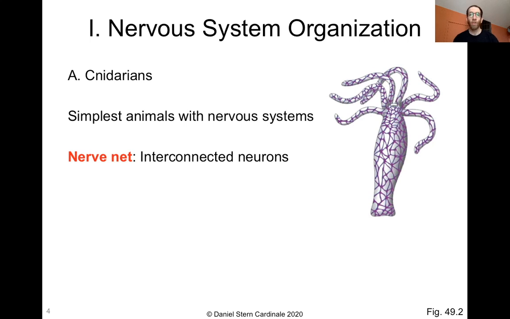Section 1 today is nervous system organization. In this section, we're going to take a look at a bunch of different types of organisms and look at their characteristic nervous systems. We'll look at the basic layout and components of the nervous systems in a bunch of different groups of animals. The idea here is to see how the body plan and complexity is related to the nervous system complexity. We're going to start with cnidarians, which are the simplest animals with a nervous system.